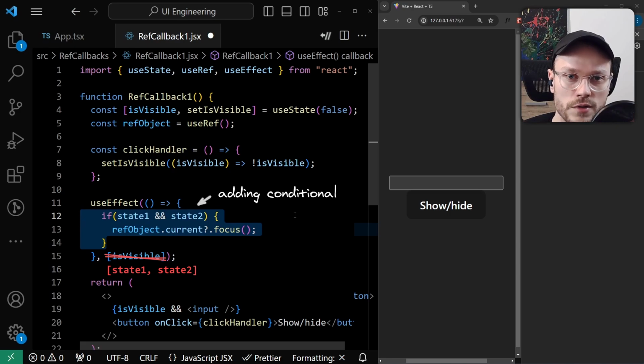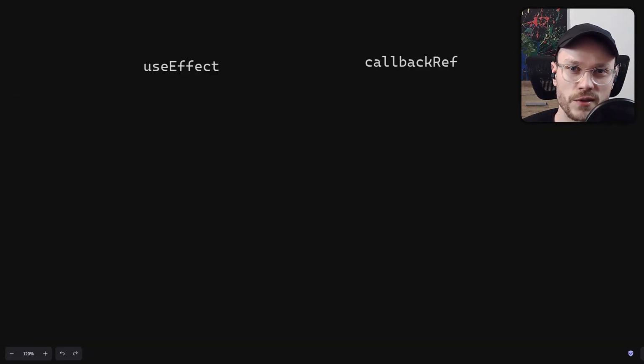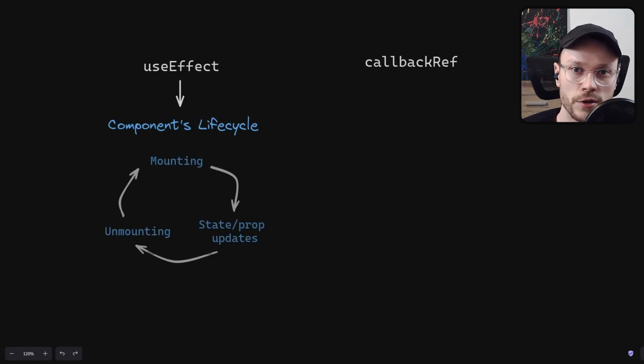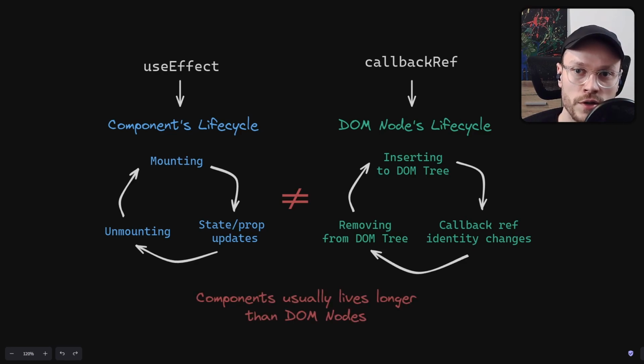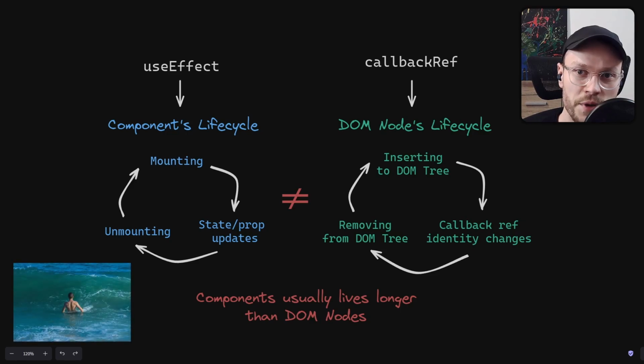All those problems stem from the fact that we are using the wrong tool to trigger our DOM logic. useEffect is inherently bound to the component's lifecycle, not the underlying DOM node's lifecycle. And those lifecycles are not the same, because components usually live longer than DOM nodes. That's why using useEffect for DOM manipulation feels like swimming against the tide. The correct mental model is to differentiate those two separate cases.